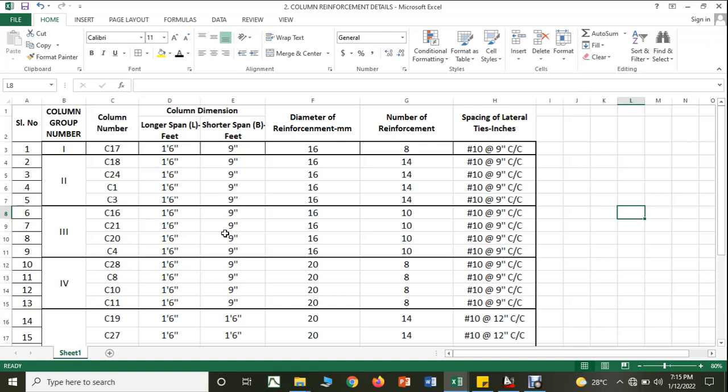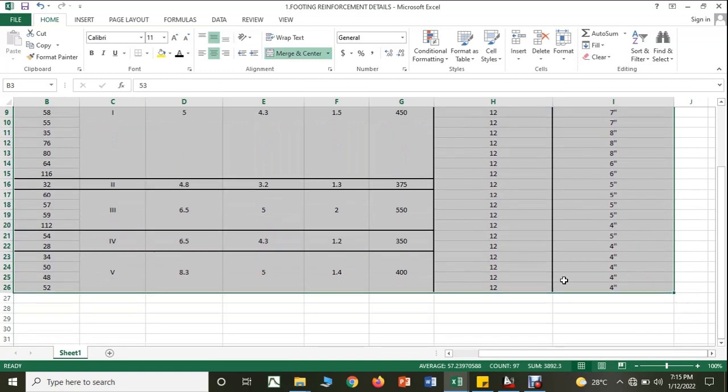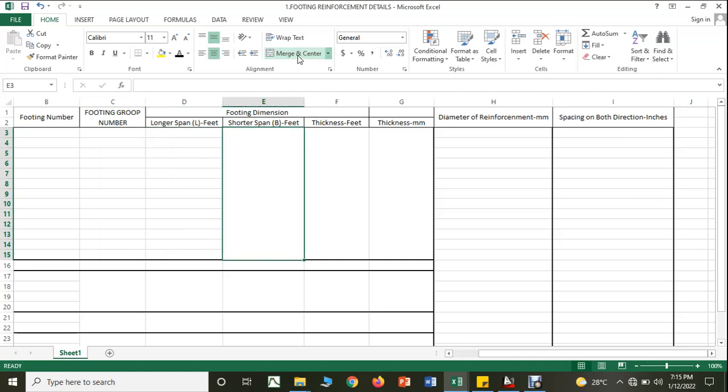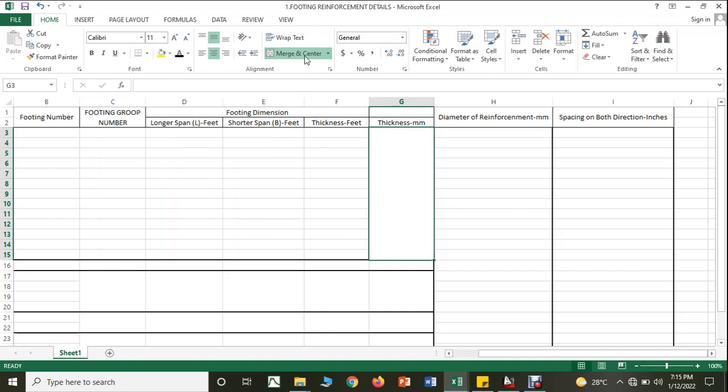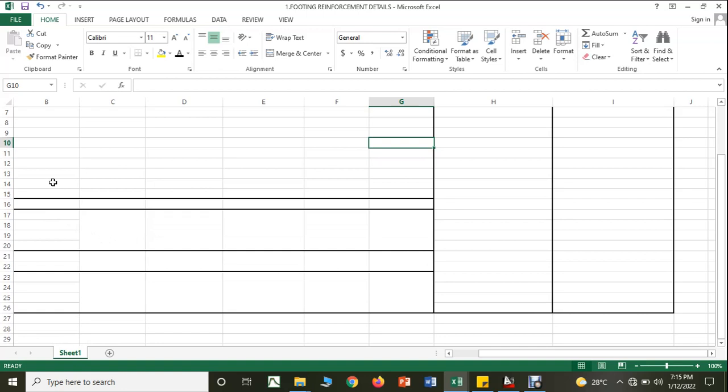Now this sheet will give you only the reinforcement of the column alone. Now let us do one more sheet where we are going to have the grouping of the footings and columns together along with the reinforcement. You can see this one represents the grouping of both the footing and column together. Give me some time to make this sheet ready.